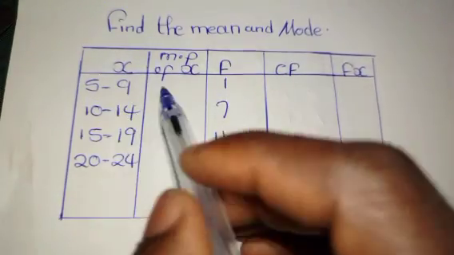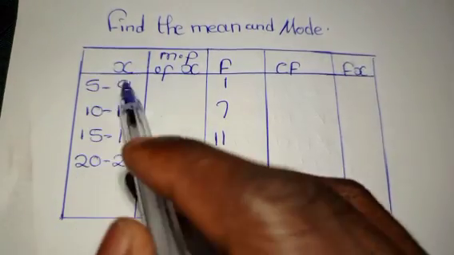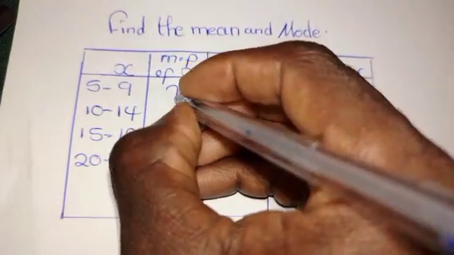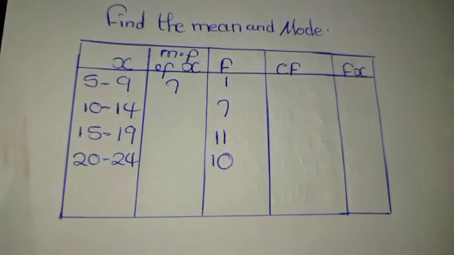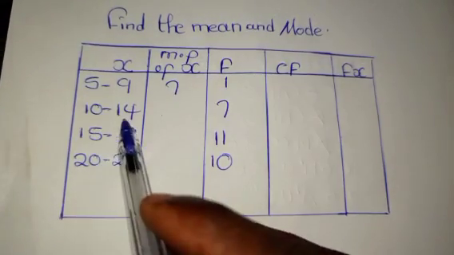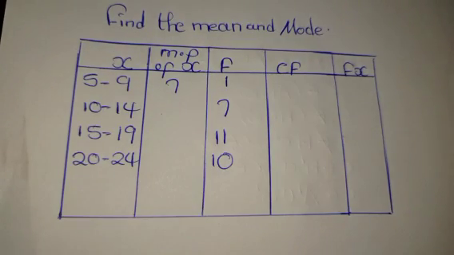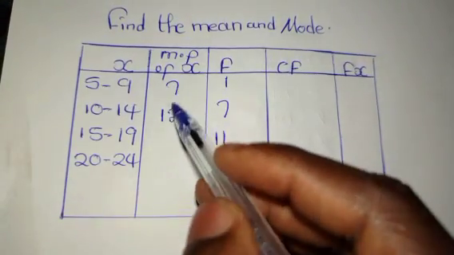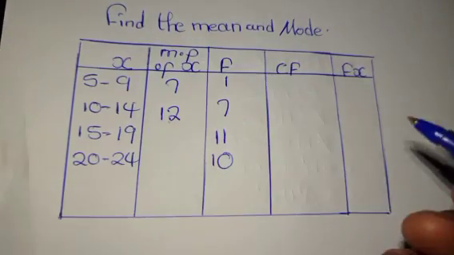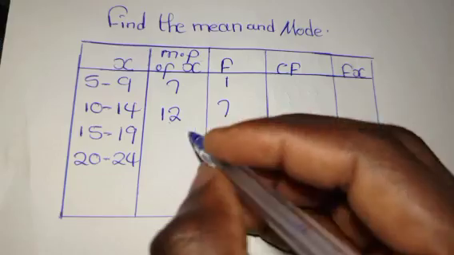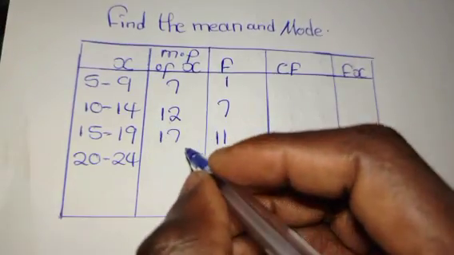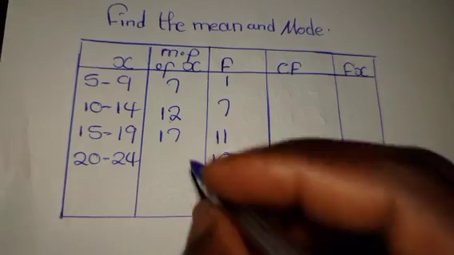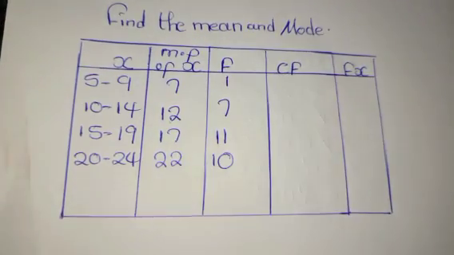What you need to do to get these is add 5 plus 9, you get 14, divided by 2, you get 7. Then you also add 10 plus 14, you get 24, divided by 2, you get 12. You find that the common difference between these two is 5. So 5 plus 12 is 17, and 17 plus 5 is 22.